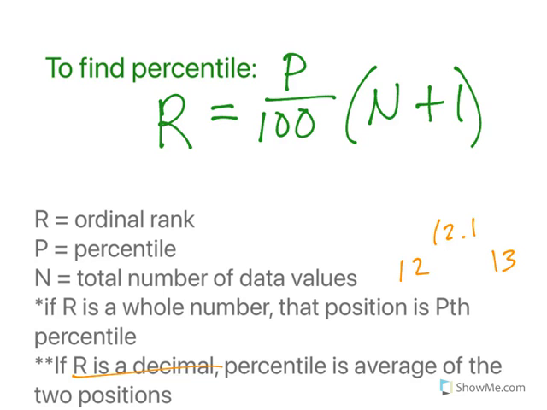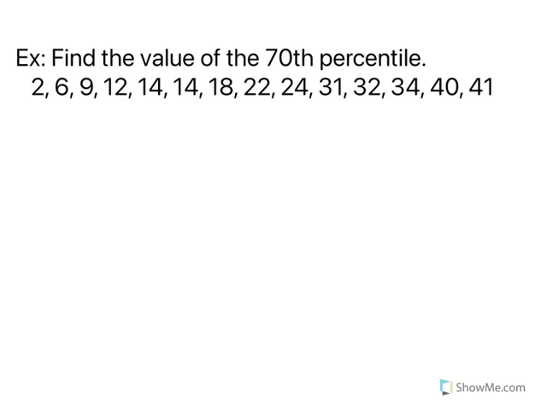Now you can imagine if you have a data set that's like 600 numbers long, this could be very tedious. But for our sake, we're using smallish number sets. So we have the number set 2, 6, 9, 12, 14, 14, 18, 22, 24, 31, 32, 34, 40, and 41. We're trying to find the 70th percentile.